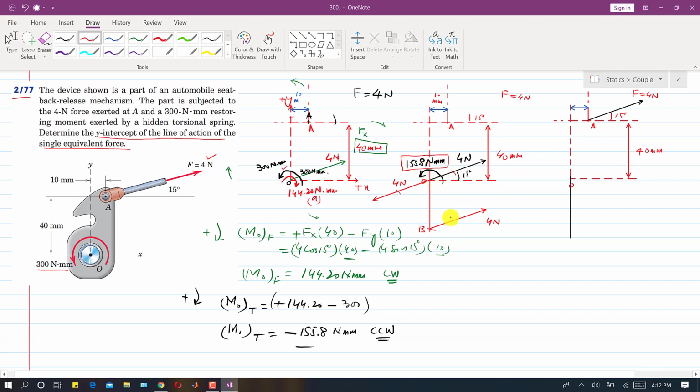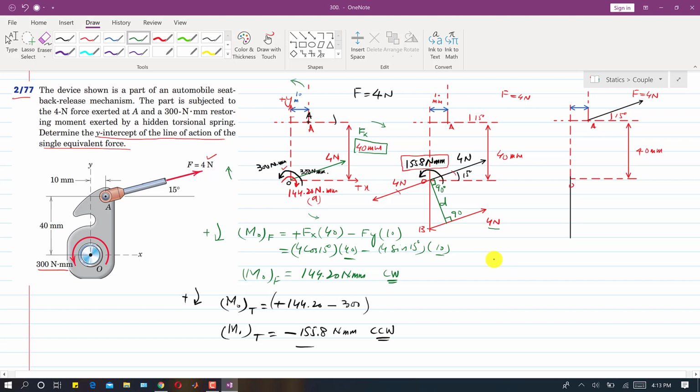So we need to find the perpendicular distance between this force and this point O. Let me draw that perpendicular distance. Suppose this is that perpendicular distance between these two, so this is 90 degrees, and this is equal to D. The moment produced by this 4 Newton force should be equal to this moment.